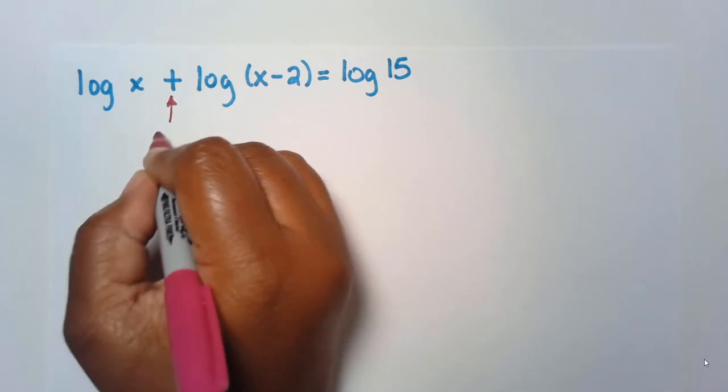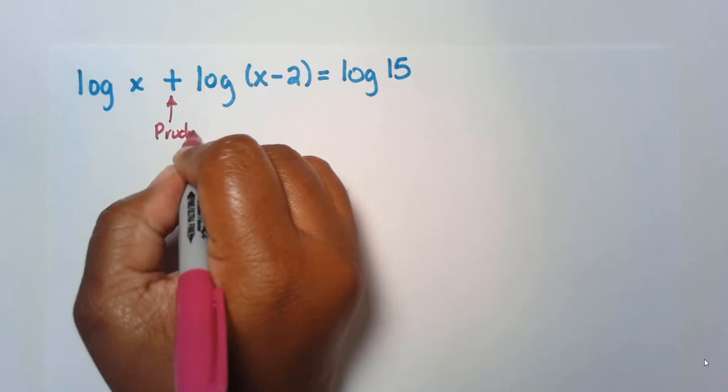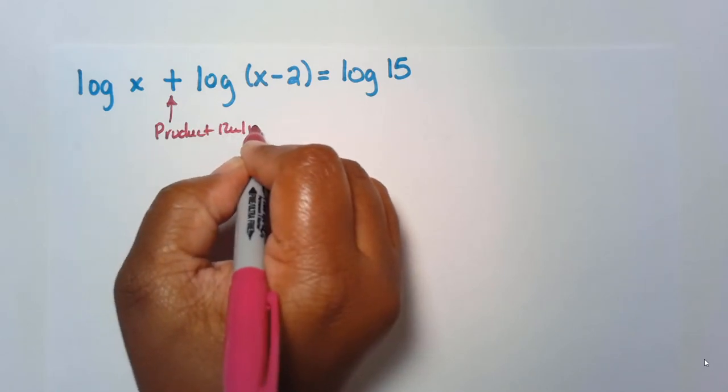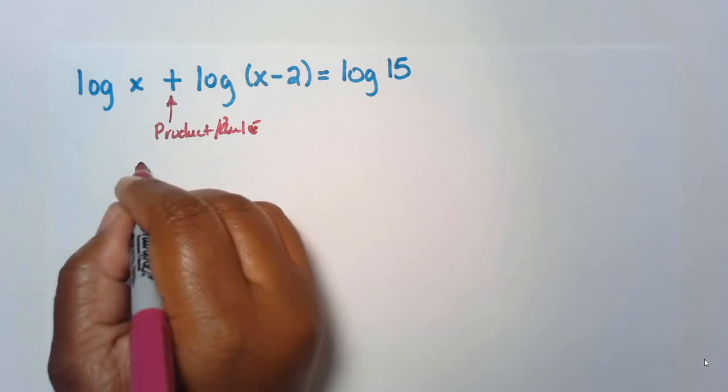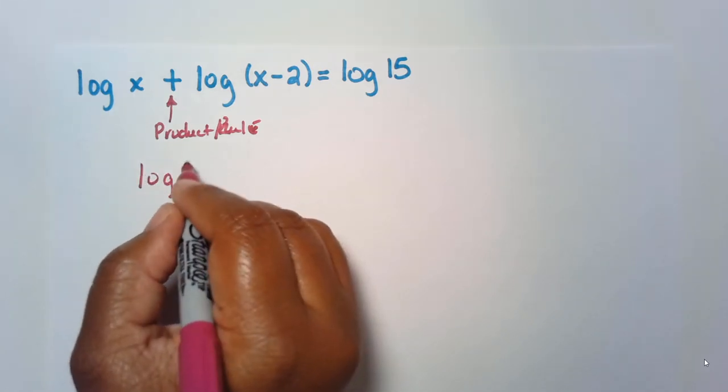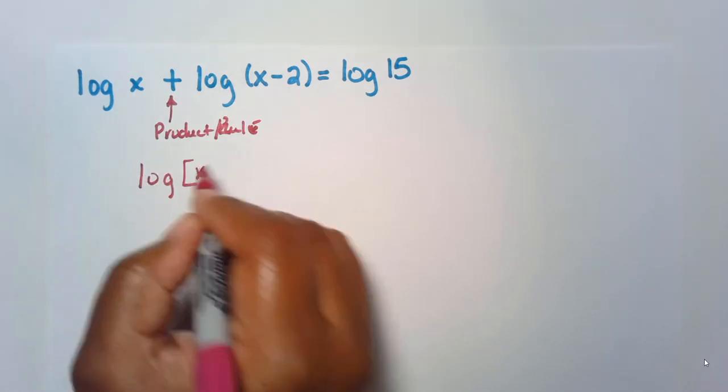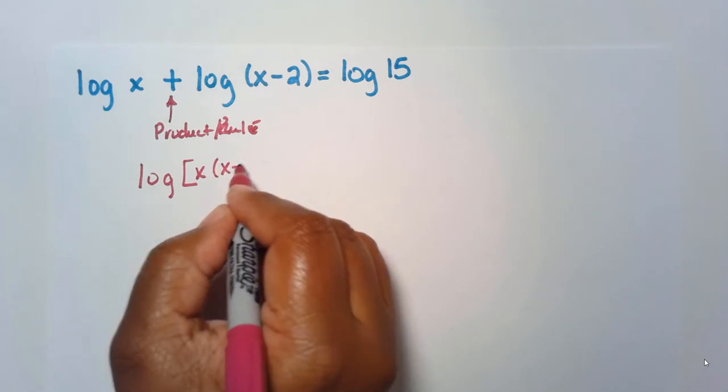So the left-hand side we need to condense. We're going to use the product rule again, where we're going to multiply our x and our x minus 2.